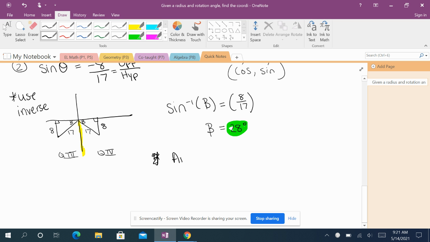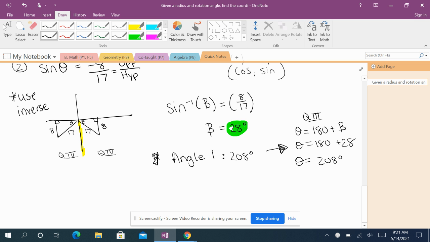Okay, so angle 1, we are in quadrant 3. Quadrant 3 is theta equals 180 plus beta. I'm going to do that work over here instead. So theta equals 180 plus, our beta was 28. That means our angle is equal to 208 degrees. So this is 208 degrees because of the work that we did here.